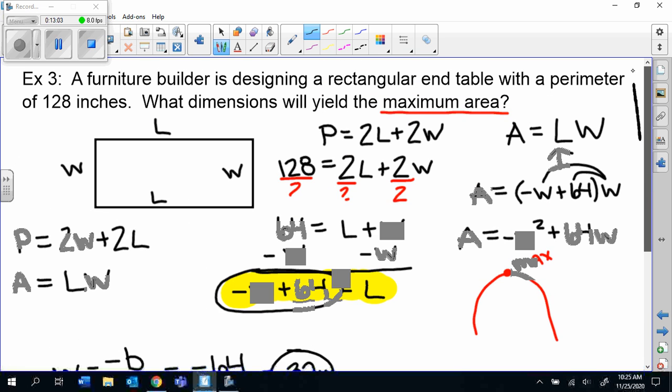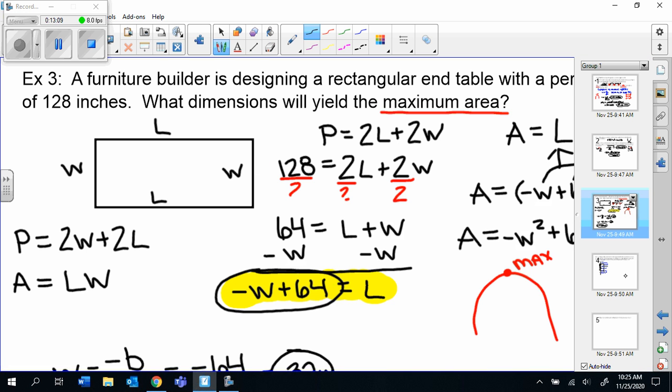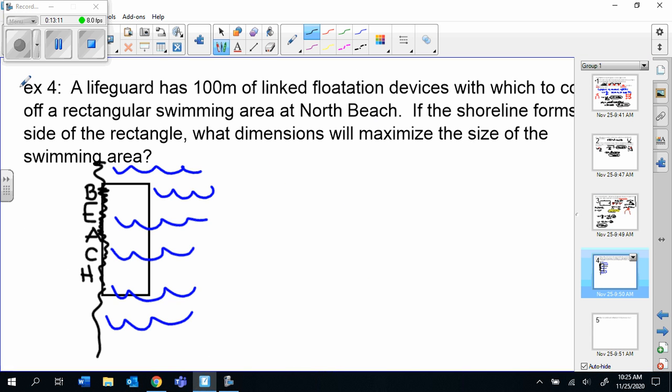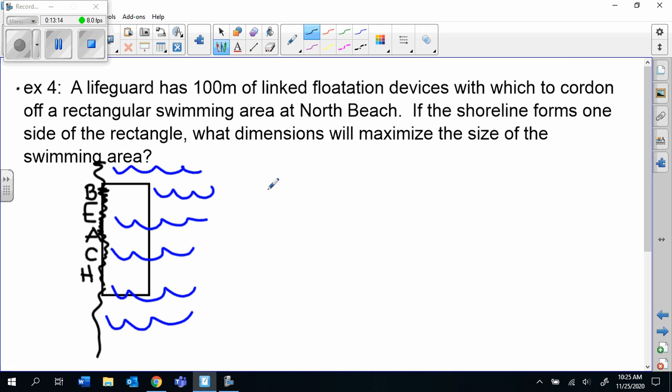Okay, so let's take this idea and alter it just a little bit right here. In example 4, a lifeguard has 100 meters of those things that float in the water, and he needs to make this rectangular swimming area. So I kind of pre-drew everything. And so the beach is here off to the left, but the water is on the right.